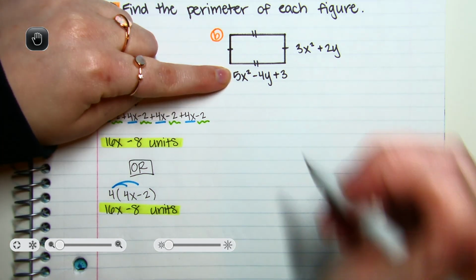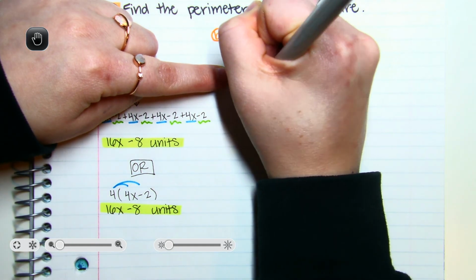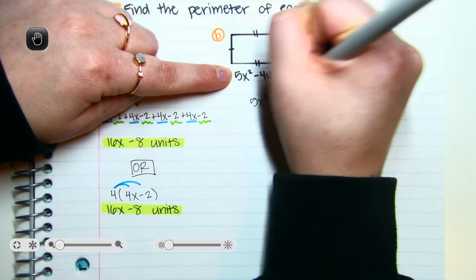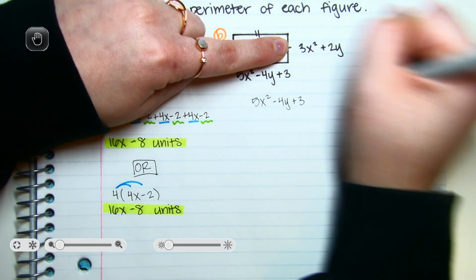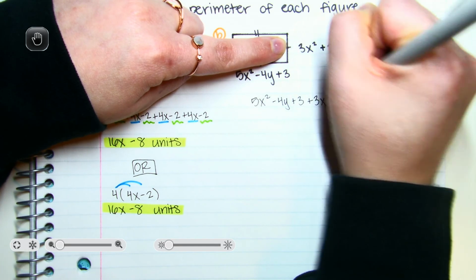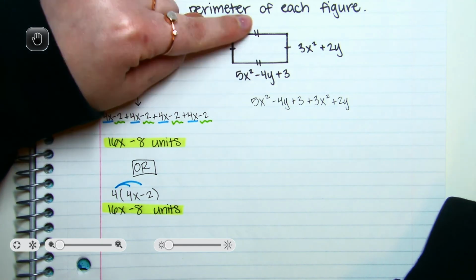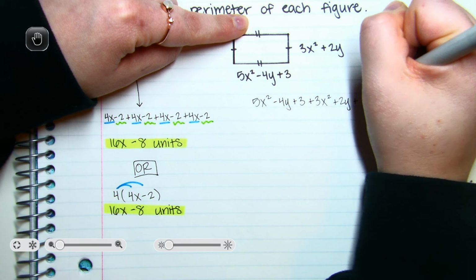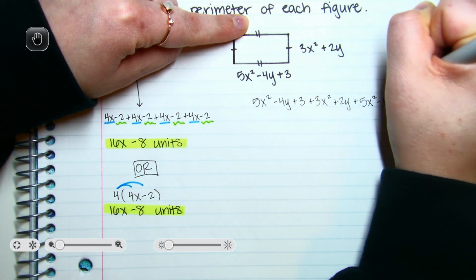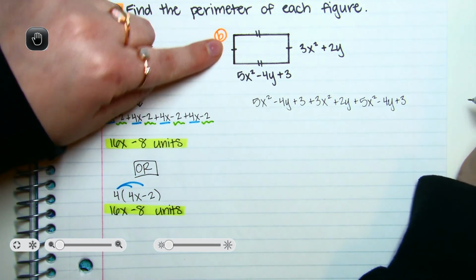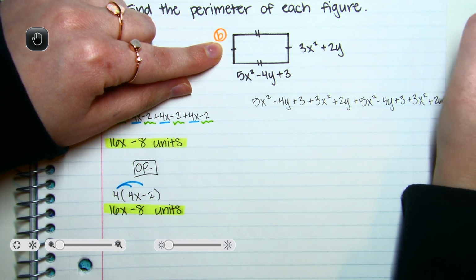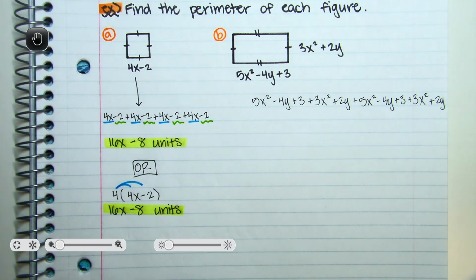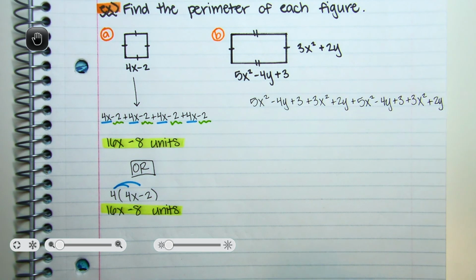We can say, all right, well, this is 5x squared minus 4y plus 3, plus the right side, which is 3x squared plus 2y, plus the top, which will be the 5x squared minus 4y plus 3, plus the left, which will be the 3x squared plus 2y. That's a lot of writing and a lot of room for making mistakes, but let's go ahead and try it out.